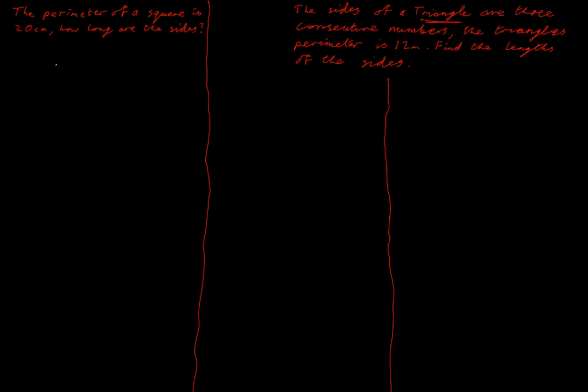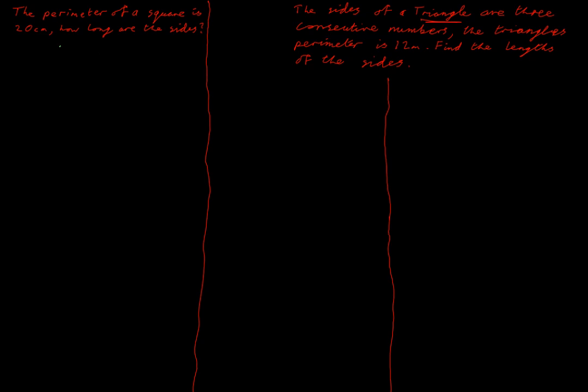Hello, now we are going to continue on with our work in translating from English into maths, from translating an English sentence into our algebra. So we're going to start here on the left and we're going to deal with this question first. The perimeter of a square is 20 centimeters. How long are the sides?